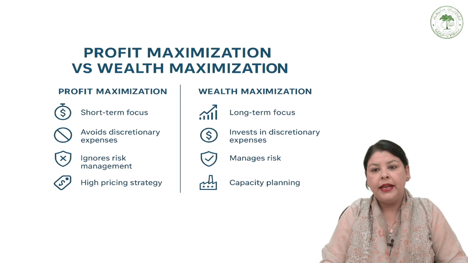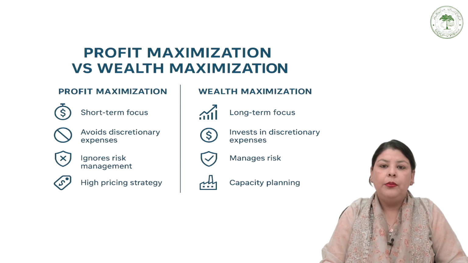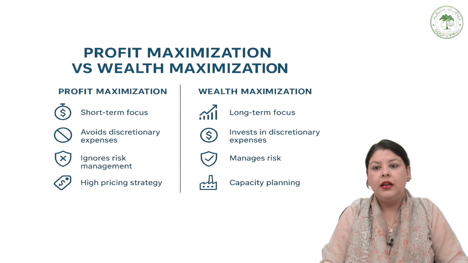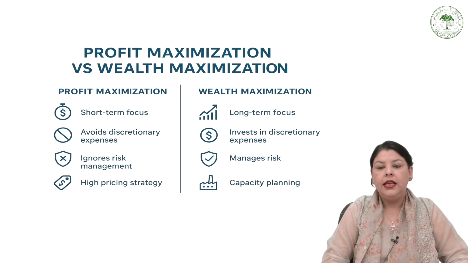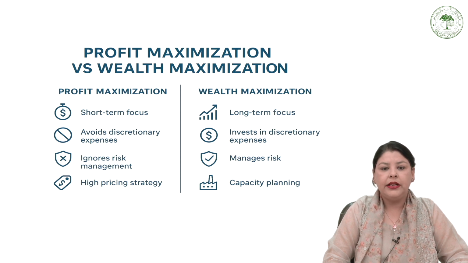Let's now compare profit maximization and wealth maximization. Profit maximization focuses on short term earnings. It pushes managers to cut costs, avoid discretionary spending like advertising, and set higher prices to boost margins. But this approach often ignores risk and long term growth. On the other hand, wealth maximization looks at the bigger picture. It emphasizes increasing the long term value of the business. Here, companies invest in capacity, research, advertising, and risk management, even if short term profits are lower. So, profit maximization is short term focused, while wealth maximization ensures sustainable growth and higher shareholder value over time.